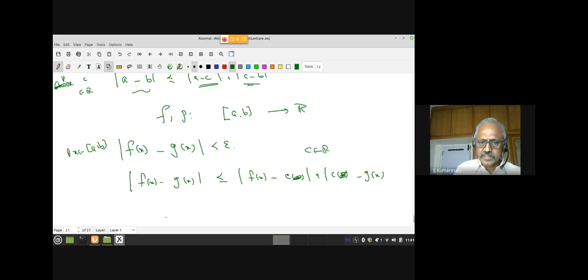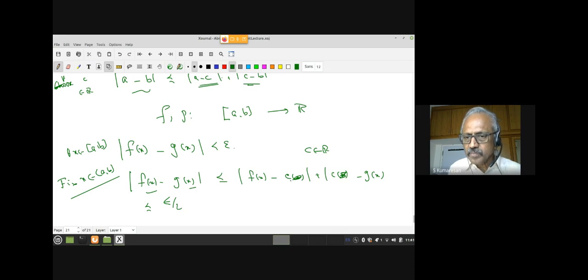Okay, this is a trick because I fix x in ab. Now this is a real number, this is a real number. But the triangular inequality says for every c this must be true. So if I want to show this is less than epsilon, what should I do? I have to choose a c so that mod fx minus c plus mod c minus gx is less than epsilon, each one of them less than epsilon by 2. I fix an x, therefore this c I may change. If you give me some other x dash, I may choose a c dash. That is why I wrote c of x. It may even be a function.